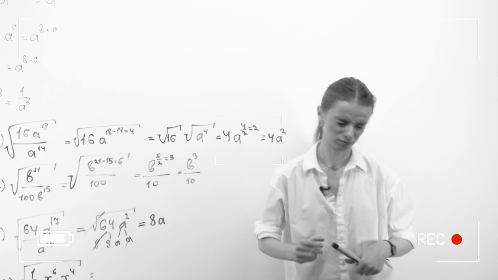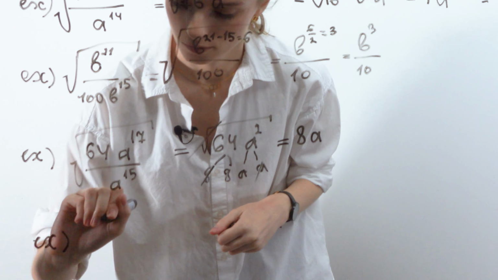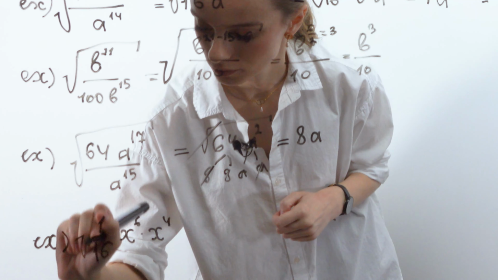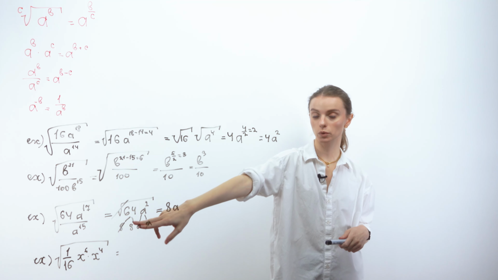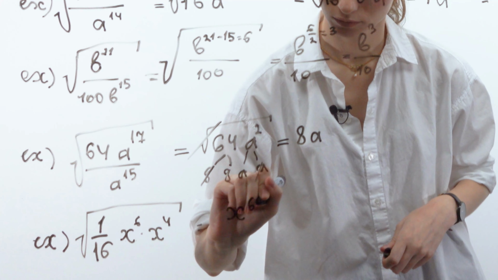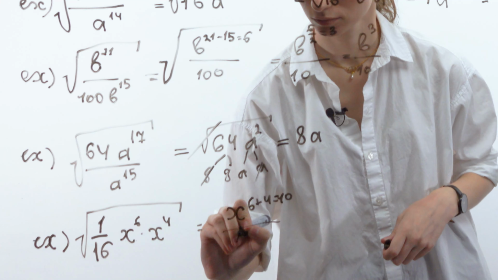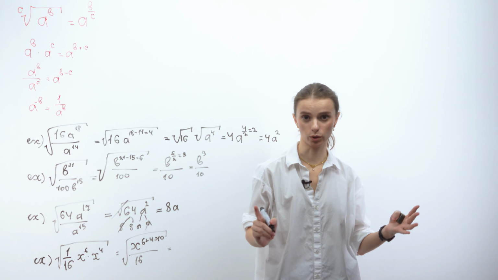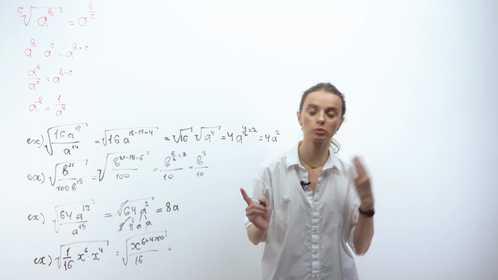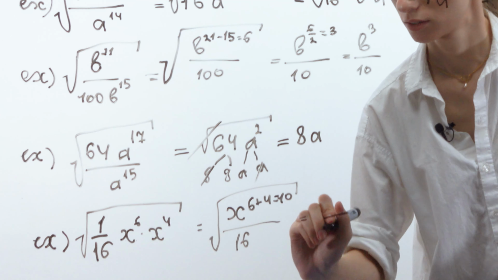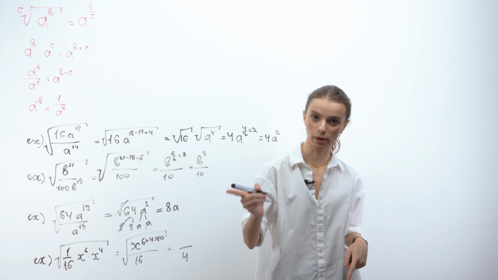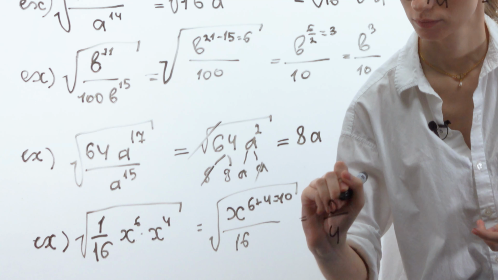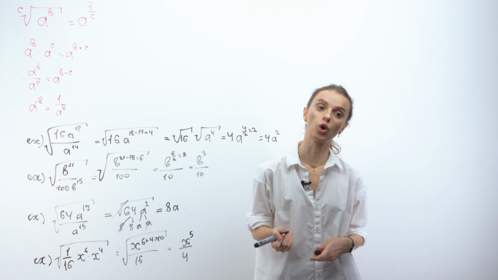Here we have square root of 1/16 multiplied by x to the 6th times x to the 4th. Let's deal with the x's first. What are we going to do with them? We're going to add the powers. X is to the 10th power, and then you have 16. 16 can be broken into 4 and 4. So when you take square root of 16, you will be just left with 4. So 4 is your denominator. And x to the 10th power, square root of that, you're going to divide 10 by 2. And that is 5. X to the 5th power over 4.